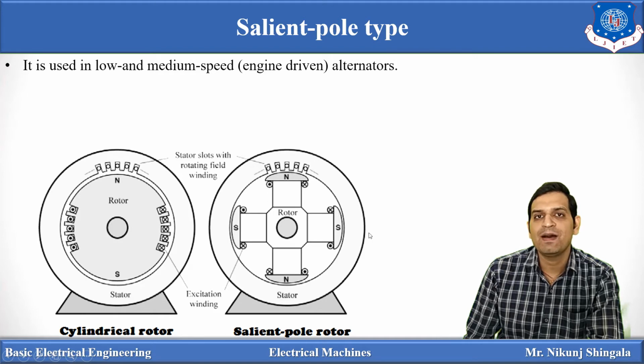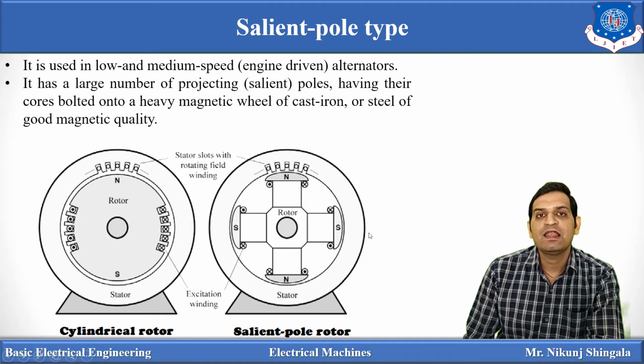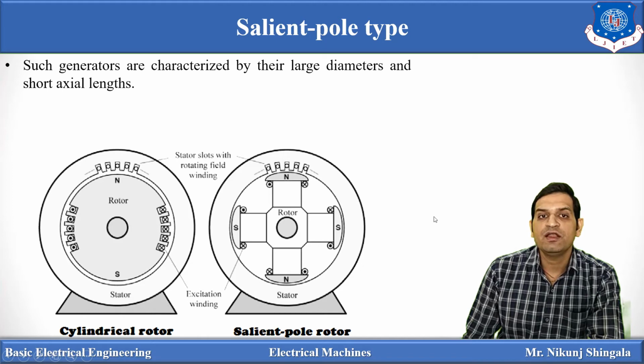The rotor is driven by diesel engine. It has a large number of projecting poles. That's why it is known as salient poles. All poles are made up of thick laminations, having their cores bolted on a solid magnetic wheel, which is made up of cast iron, cast steel, having good magnetic quality. Such generators are basically characterized by their large diameters and small axial length.